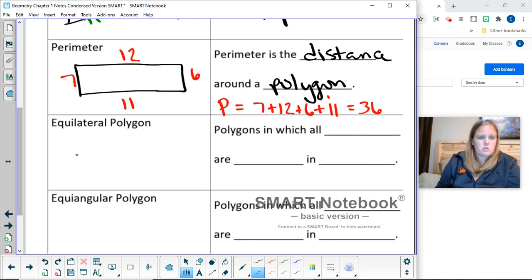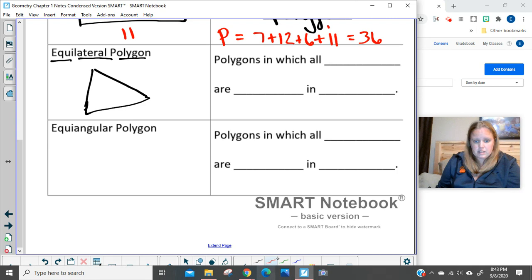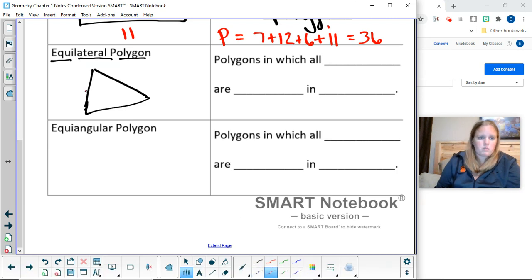All right, next one, equilateral polygon. So it has the word equal in it. And then lateral means the edges or the sides. And then we have a polygon. So we want a closed figure that has all equal side lengths. So I'm just going to draw a triangle, the easiest one here. My figure was hand sketched, so it's not perfect, but if I want to show that they're all the same, I just need to put in marks or measurements where all the sides are the same. So equilateral polygons are polygons in which all sides are equal in length.